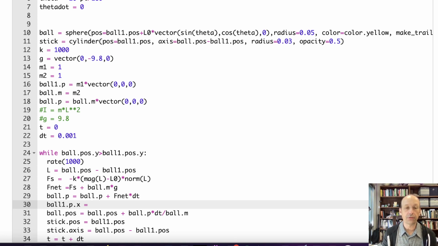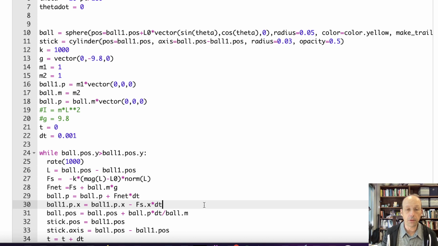Ball1.p.x equals negative Fs.x. That's the X component of that. Plus, no, it should be like this. Ball1.p.x plus, no, minus Fs.x times dt. So that's just the X component of the momentum principle for ball 1. I don't care about the Y component. I'm not going to change the Y component.